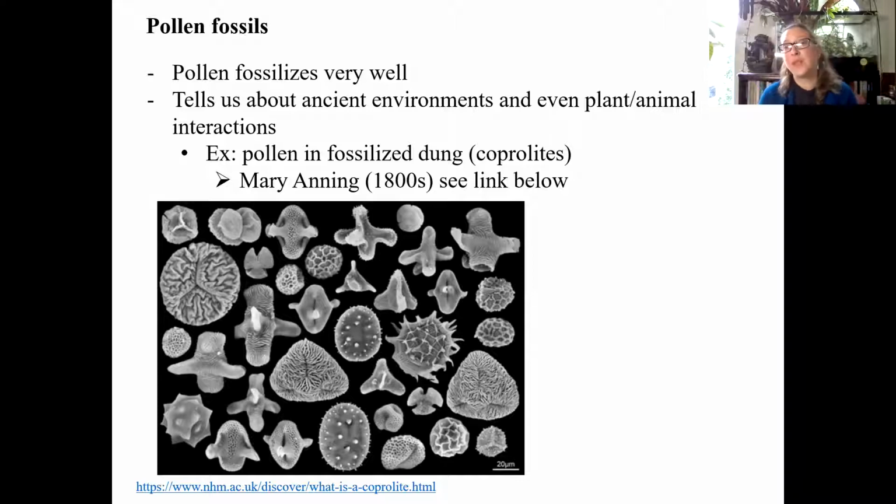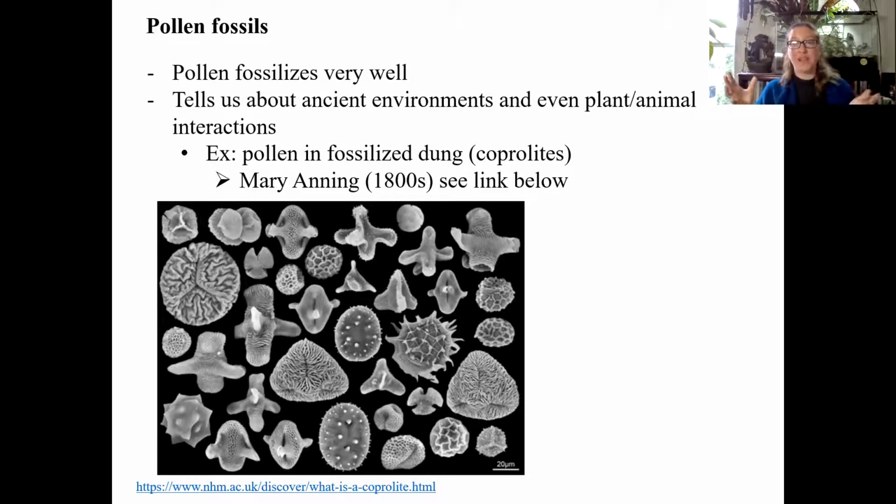And what's cool about that is pollen can really tell you about ancient environments and even some plant and animal interactions across evolutionary time. So for example, you can find pollen in fossilized dung, which has its own word, which is coprolite, just so you know. Somebody made up a word for fossilized dung at some point. Dung is poop, just so you know, but fossilized poop. And you can see the different pollen grains in there.